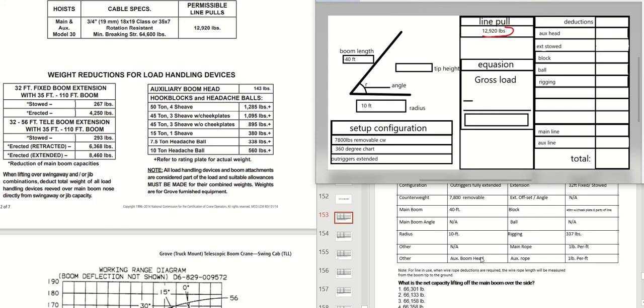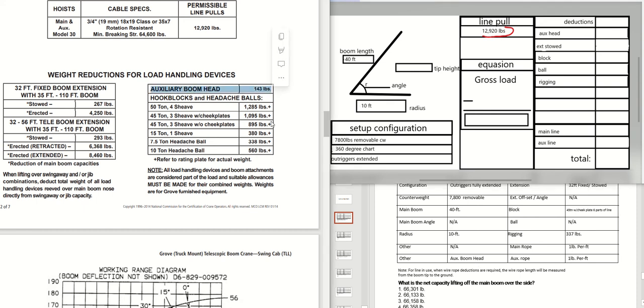So the next other, as you notice, we're working down that column. The next one is auxiliary boom head. We do have a natural deduction for that. Your auxiliary boom head will be right here on your load chart, and that is 143 pounds. So this is going to be our first deduction. We're just going to write 143 right there.